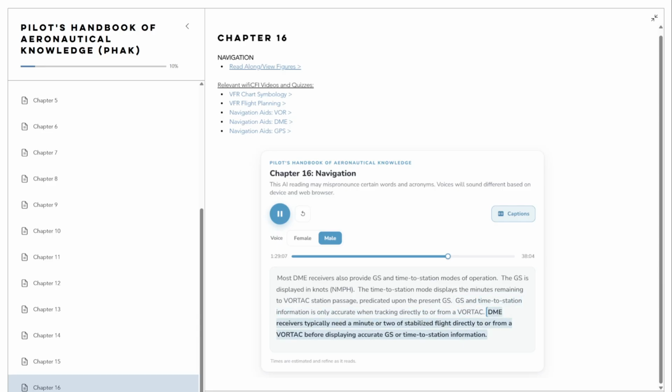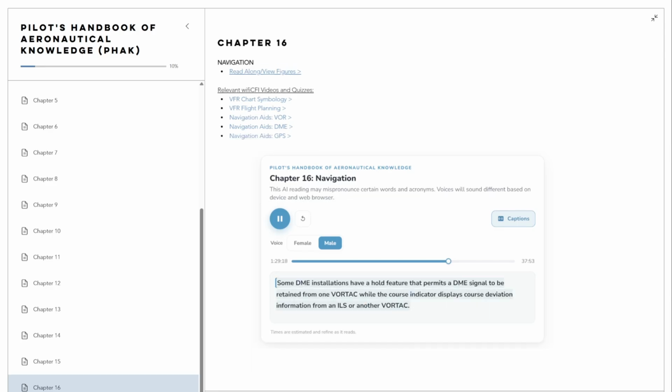DME receivers typically need a minute or two of stabilized flight directly to or from a VORTAC before displaying accurate GS or time to station information. Some DME installations have a hold feature that permits a DME signal to be retained from one VORTAC while the course indicator displays course deviation information from an ILS or another VORTAC.